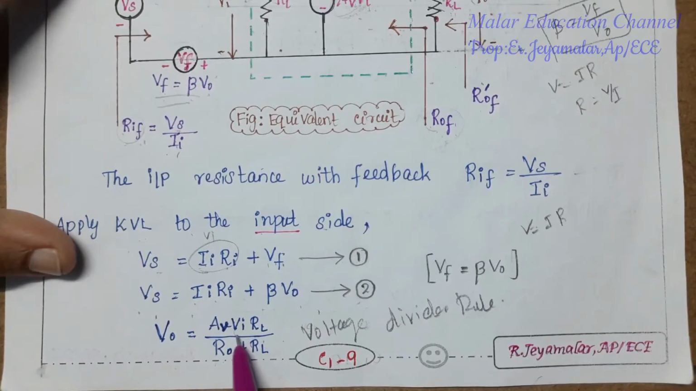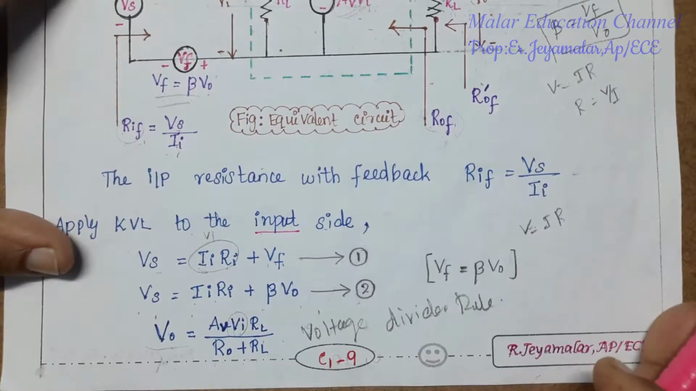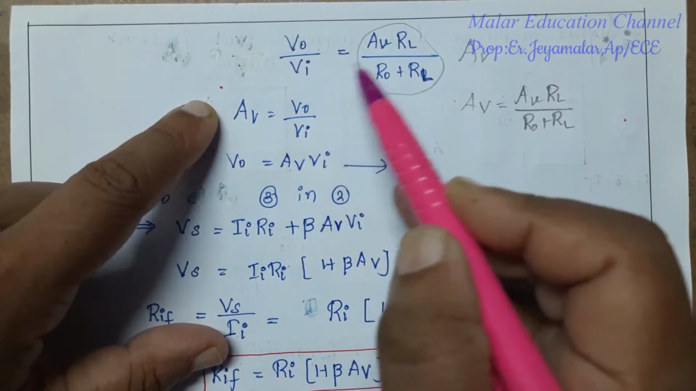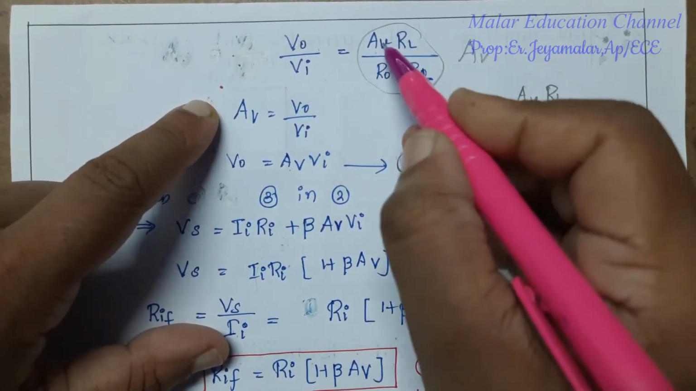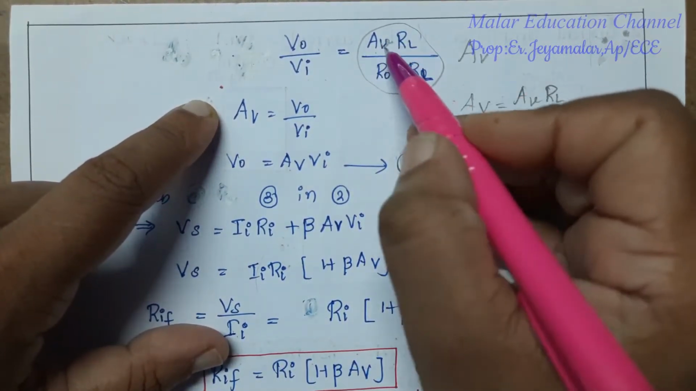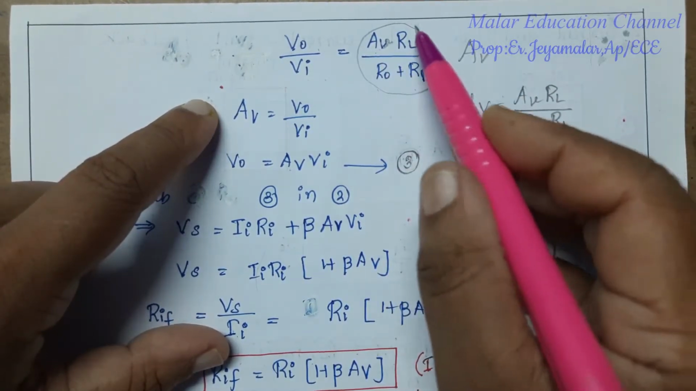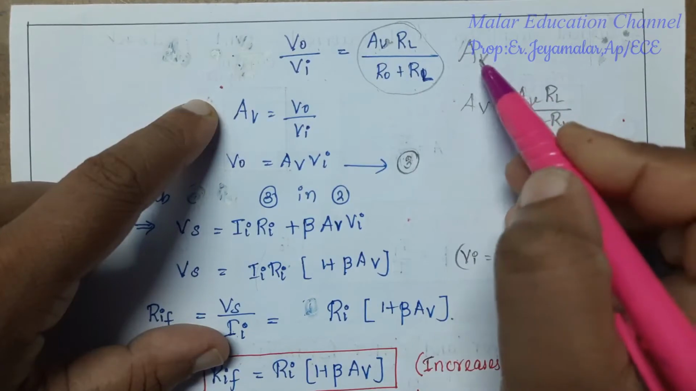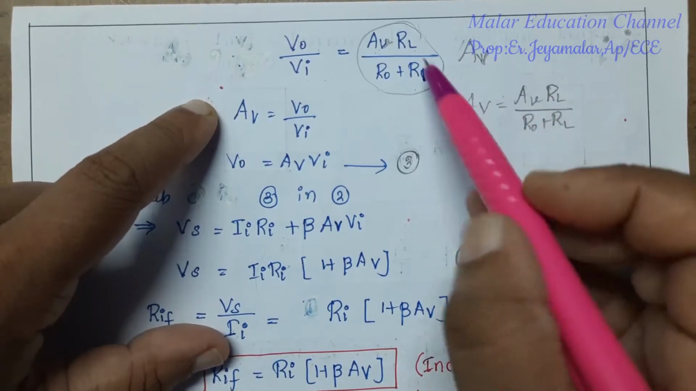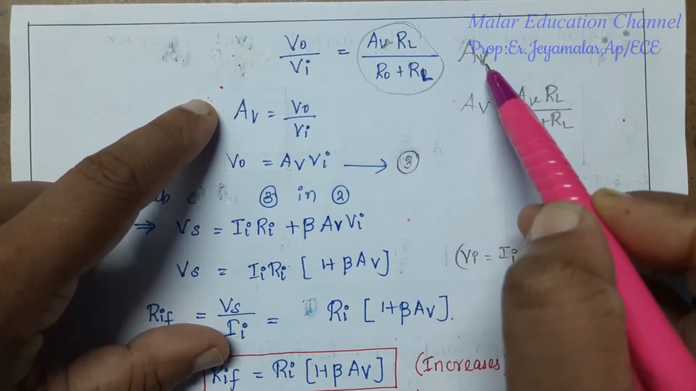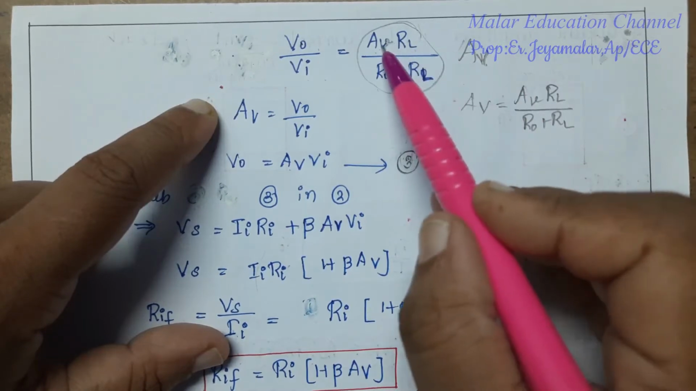Next step, the numerator term Vi goes to the denominator on the left side. So V naught divided by Vi equal to small av RL divided by R naught plus RL. Take the whole term as capital A into capital V. See the difference between small v and capital V; I will explain the difference.